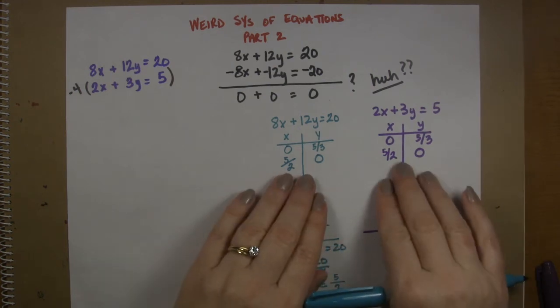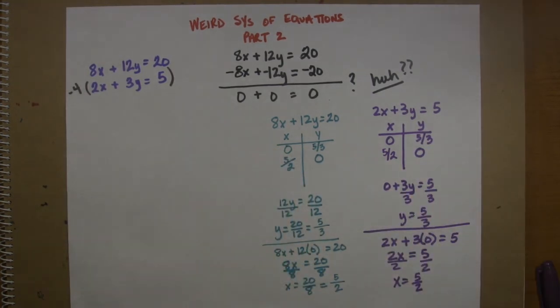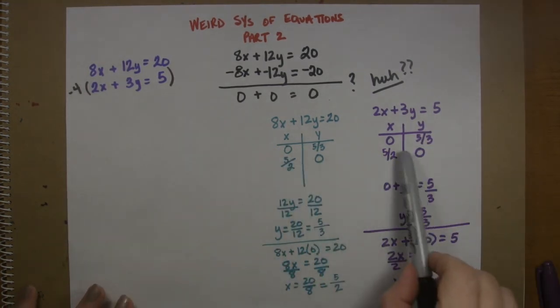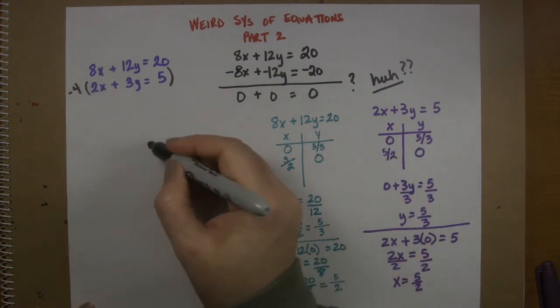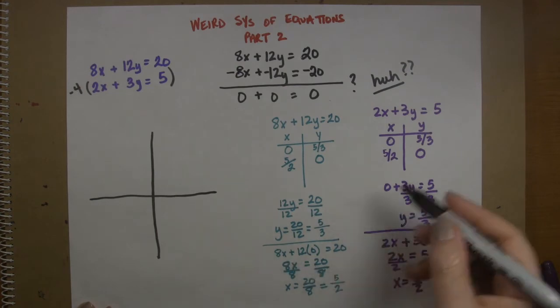Now, we didn't have to calculate the same points. We could have calculated different points. It doesn't matter. I just think this makes it a lot easier to see what's going on. But you would not have to do that.